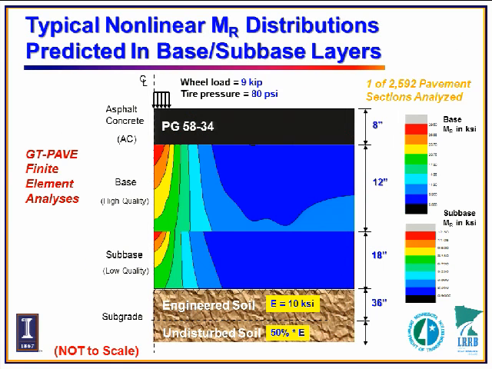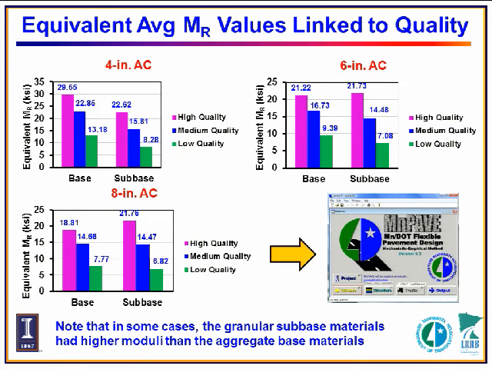With these three different quality levels, we were able to run some ME-based analysis, because for the MnPAVE analysis, we need to input a single resilient modulus. So what we did is get an equivalent resilient modulus value from the nonlinear modulus distribution, and then input it into the MnPAVE program. This is just a summary of the equivalent modulus values for different pavement structures. Sometimes the granular subbase materials have a slightly higher modulus than the aggregate base materials.